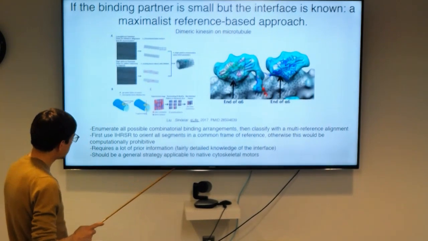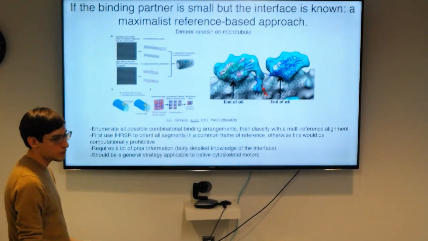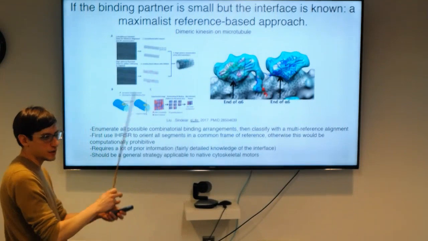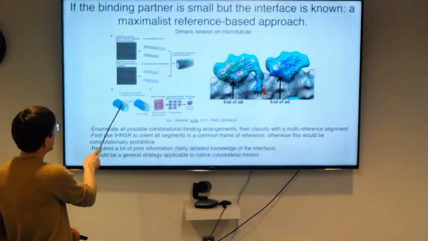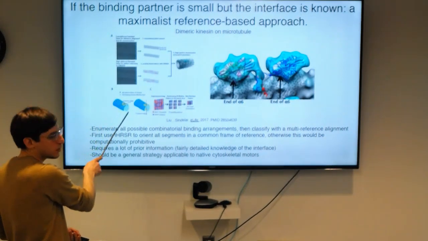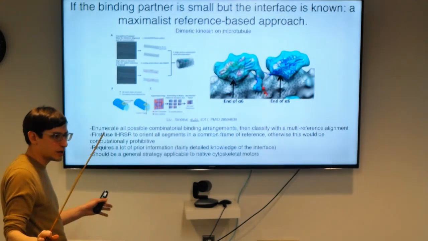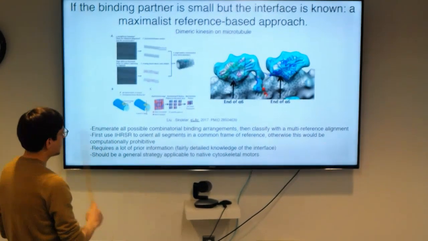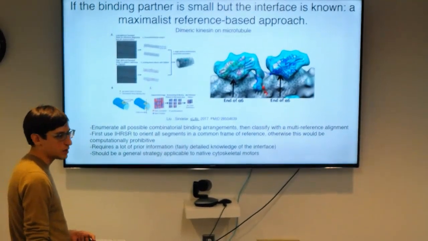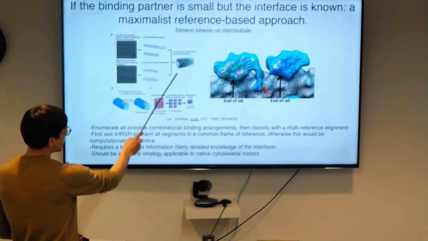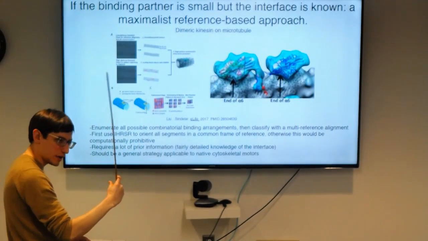And so what Chuck did was to make synthetic models of what all possible combinations of kinesin molecules bound to microtubules would look like. So you could have one here, and then another one there, or you could have two in a row, or you could have only one, or you could have 10, and he computationally enumerated all of these possibilities, and then did a sort of massive multi-reference alignment on those data. He was actually able to extract computationally where he had only two kinesin heads in a row.